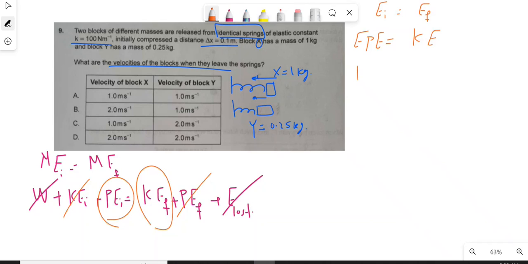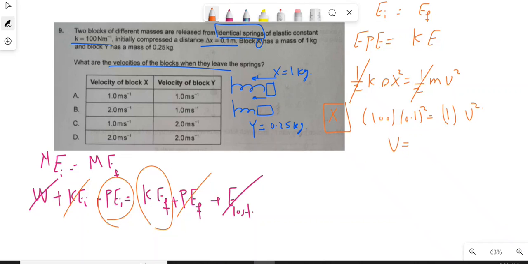Elastic potential energy is half k times the displacement delta x squared, which will equal half m times velocity squared. Half and half cancel. I'm going to apply this formula for mass X and for mass Y. So for mass X, k is 100, the displacement is 0.1 for both of them, squared, which will equal mass 1 times v squared. If you take the square root of both sides, v is 1 meter per second.